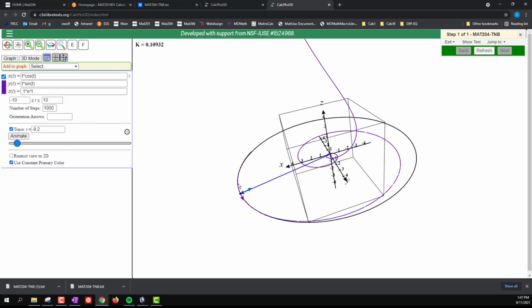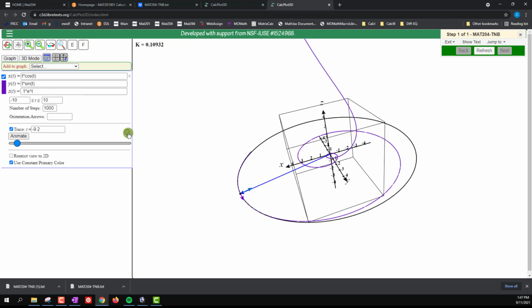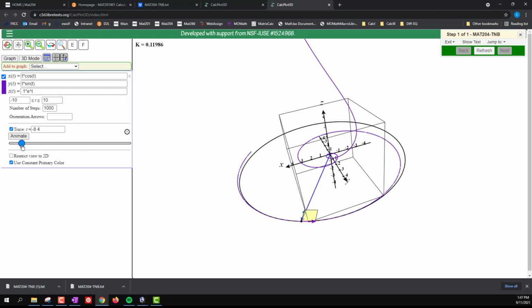And that's because once I've got two vectors, I can always construct a plane in which those two vectors live. And so that plane is called the osculating plane. Let me go ahead and ask CalcPlot 3D to put that osculating plane back in. We've already looked at it, but there it is. Let me come up about here where it's easier to see. Sure enough, this plane is the plane that's formed by these two vectors.